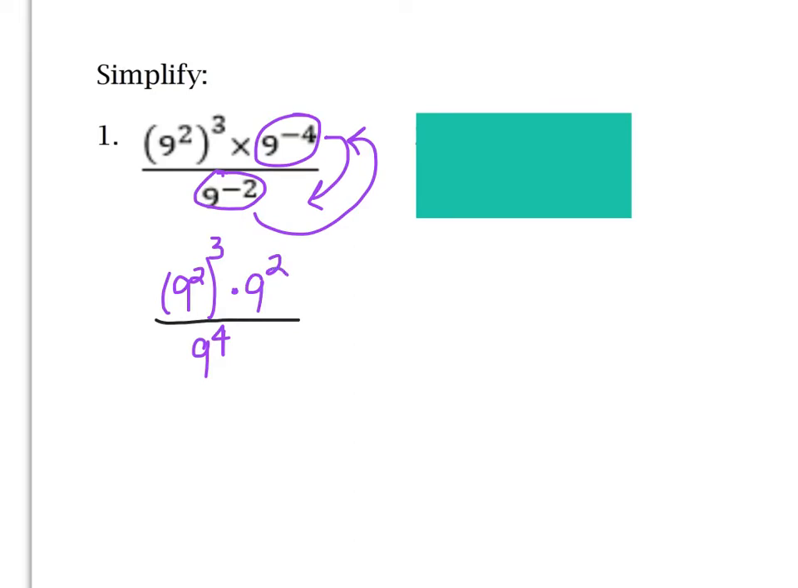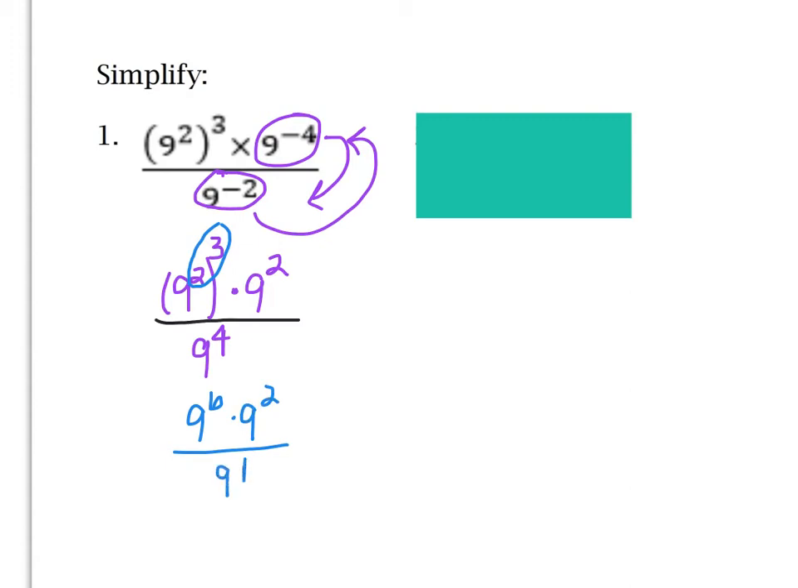Here I have all like bases, which is awesome. So going back to the other week, now I need to simplify my numerator. I've got a couple things I can do. I see this right here. If we remember this power to a power, when I have a power to a power, exponent to exponent, I multiply. So this is going to become 9 to the 6th power. 9 to the 2nd power raised to the 3rd power is 9 to the 6th.